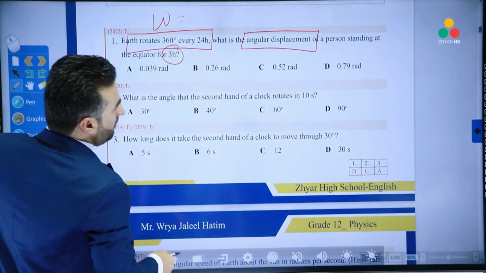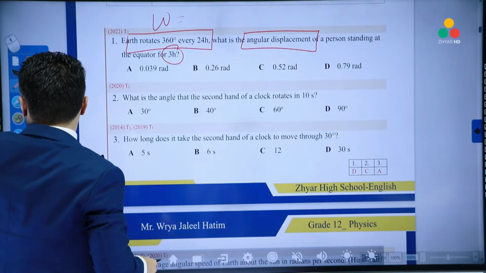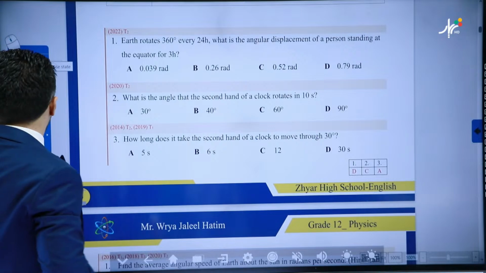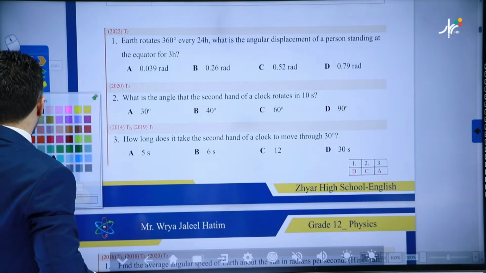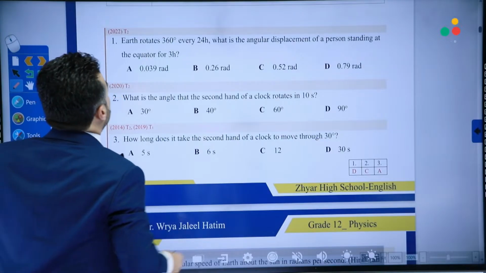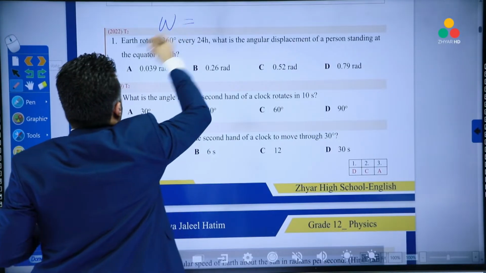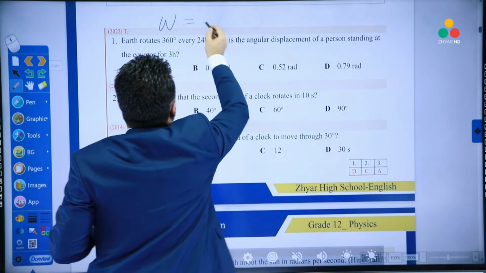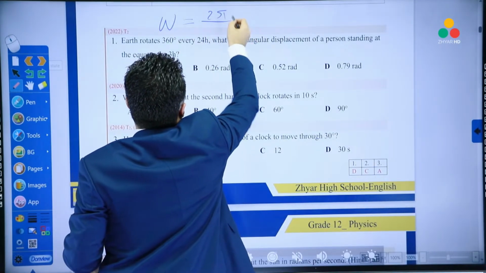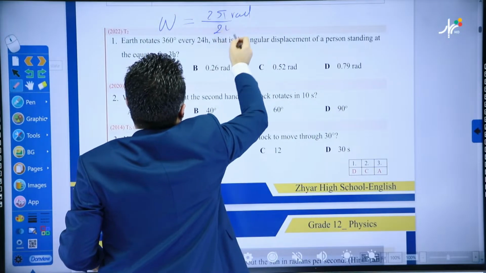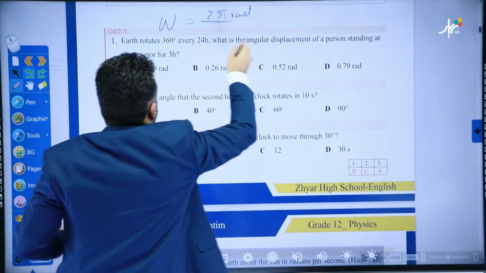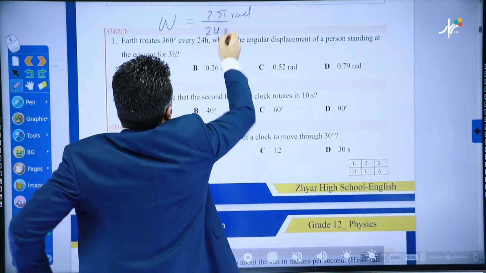All right, so let's do each one of these at a time. So first of all, let me find the angular speed first. For this, then we can use the answer to find the angular displacement. So if I do it here, angular speed for the Earth, all right, is going to be 360 degrees, that is 2 pi radian, 1 revolution, in 24 hours. Convert 24 hours into seconds.